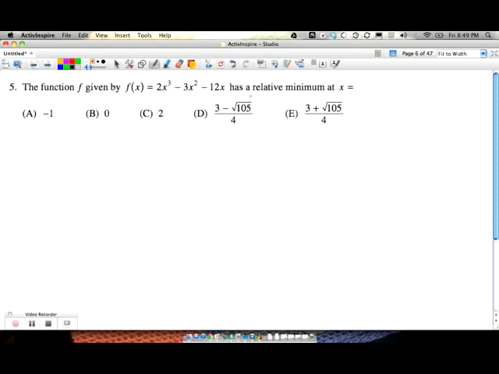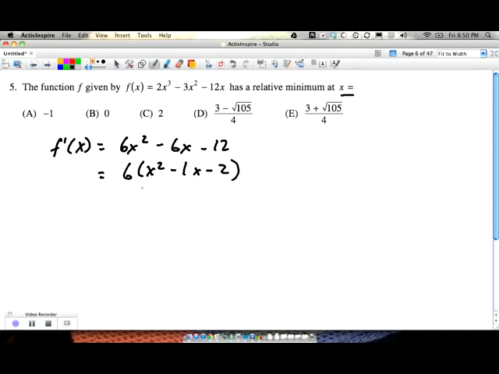Next, number 5, the function f is given by, here, it has a relative minimum at x equals. Well, in order to figure this out, we first have to take the derivative, because the derivative tells us slope, and we can use slope to interpret highs and lows, increasing and decreasing. So, the derivative, this is a simple polynomial, so we're going to use power rule. It's going to have 6x squared minus 6x minus 12. I notice that I can start factoring this a little bit. I'm going to factor out a 6 from each of those. 6 times x squared minus 1 x minus 2.